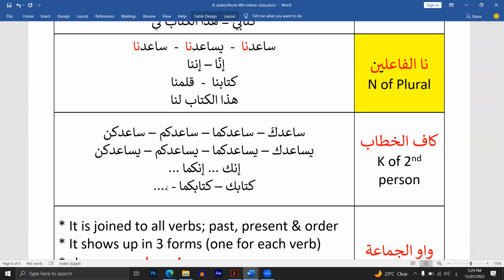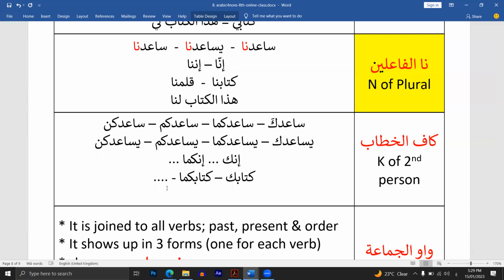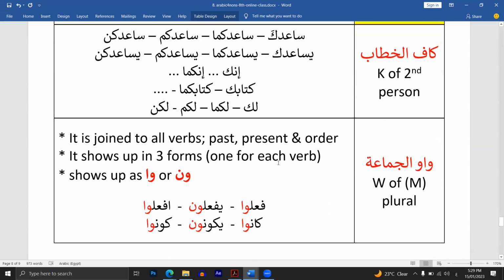Okay. Again, if it's connected to a preposition like ل, ل means for. لك, for you. لكما, for you. لكم, for you also. But the difference in Arabic is more than in English. لكم and لكن.